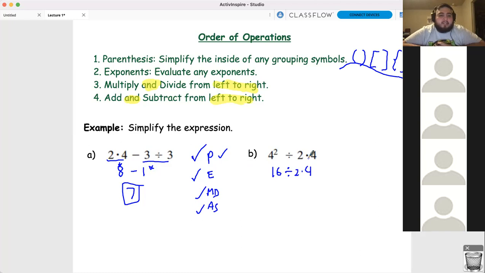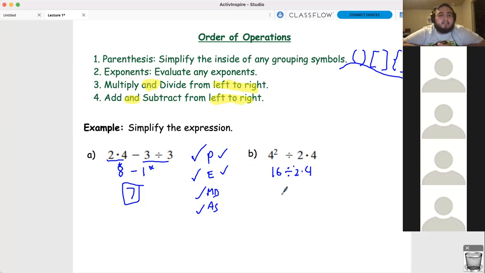Bring down everything else. This topic is going to be a little annoying because you are going to be writing multiple steps for each expression. I don't want you to jump the ball and do multiple steps at once, because when you do more than one step at once, it causes confusion. So now we're done with parentheses. And we're done with exponents now because there are no more exponents here.